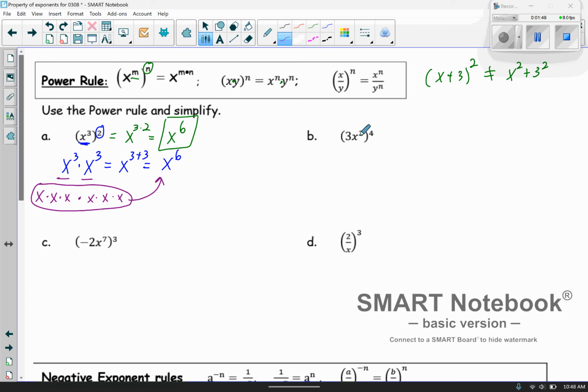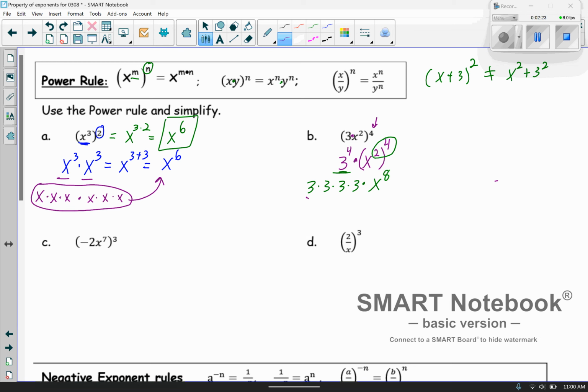So looking at B, we can see that we have multiplication taking place inside the parentheses with the power of 4 out here. So that power is going to get applied to both of these. So we're going to get 3 to the power of 4 and also x squared raised to a power of 4. So 3 to the power of 4, when we expand that, that's 3 multiplied by itself 4 times. And then here you can just go ahead and do the power rule, multiply that and get x to the power of 8.